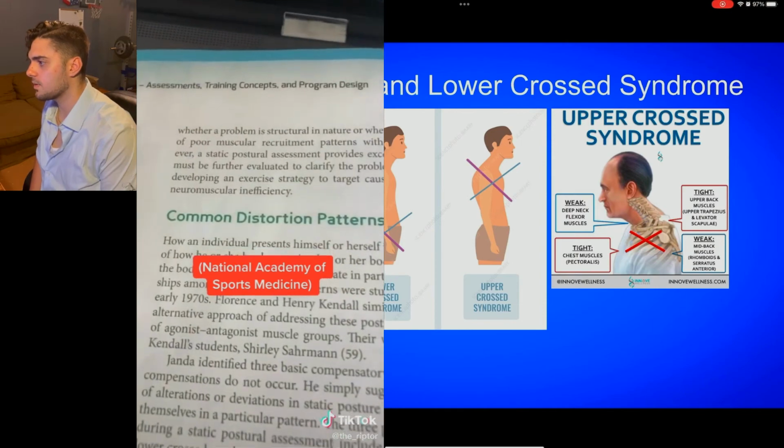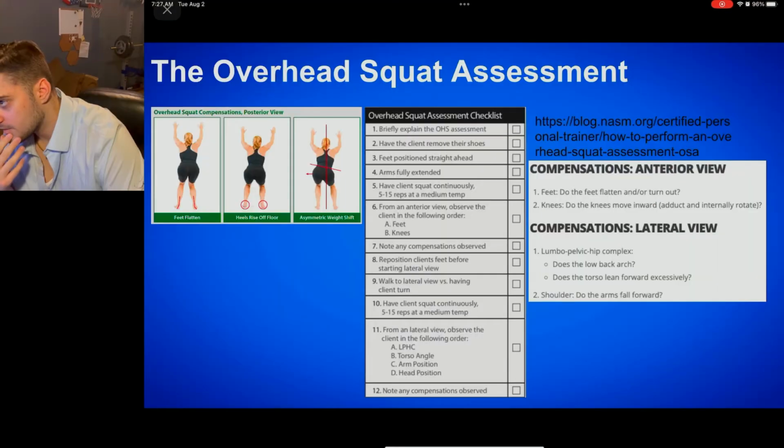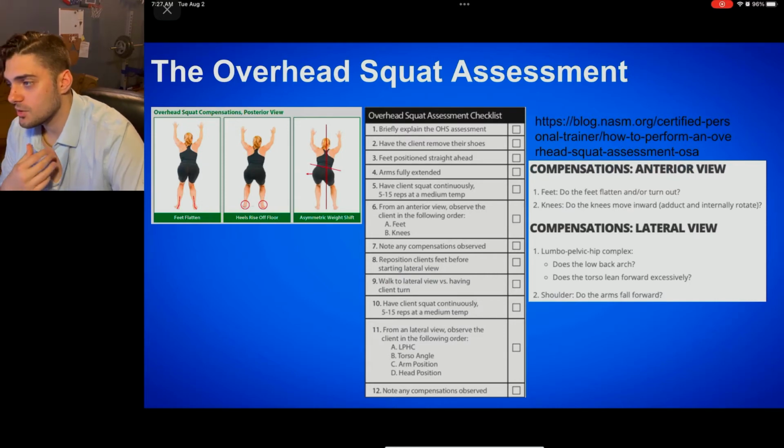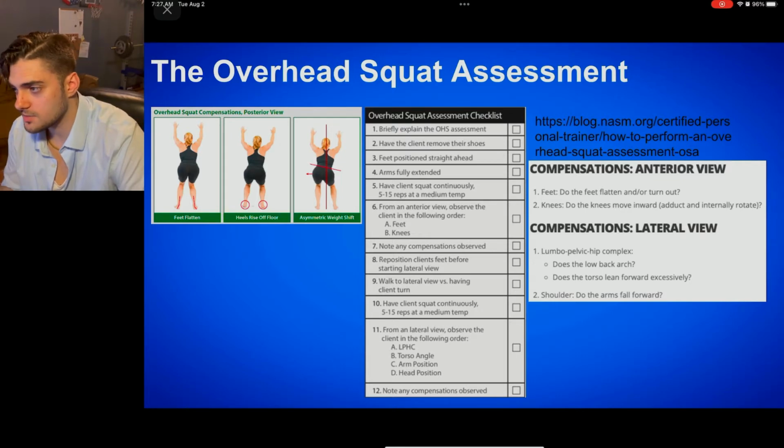Upper cross syndrome, upper back muscles, trapezius and levator scapulae are tight. Part of it, the overhead squat assessment checklist. So when you're giving it to your client, first step is briefly explain what they're supposed to do.